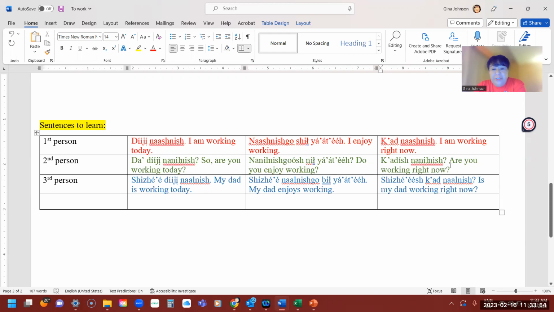Adish nanilnish. Third person. Remember, I said third person is somebody that doesn't have to be in the same room as you, but you're talking about somebody. They could be in the room, but you're not directly talking to them. You're talking to a second person about that person. Okay? So in this case, we're going to talk about shaja'a. Shaja'a DJ nalnish. My dad is working today. My dad enjoys working.